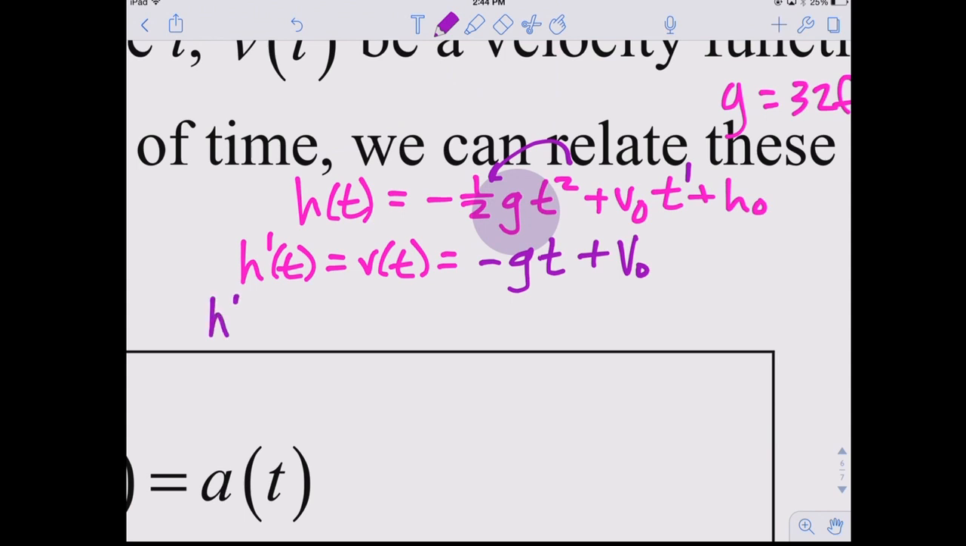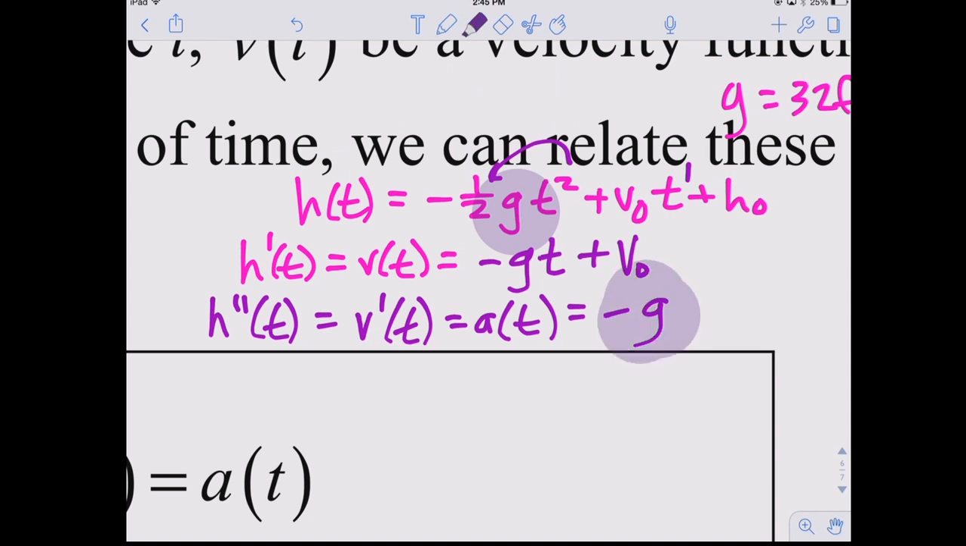And then, of course, the second derivative of height or position is the first derivative of velocity, which we can call acceleration. And what's the derivative of the first term? Negative g plus what? 0. And there you go.